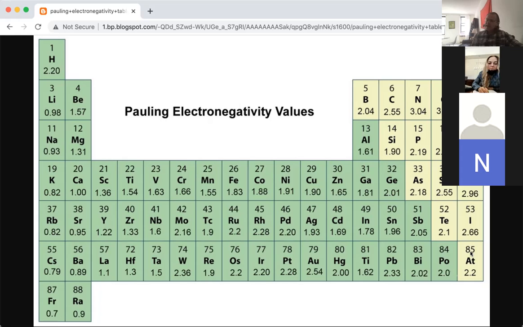Okay, so 2 patterns. Within a family, remember a family is a column, it decreases as you go down. And then the second pattern is that it increases as you go toward the nonmetal across a period. So smallest with lithium and sodium and potassium, largest when you get to nitrogen, oxygen, and fluorine. Okay, those are essentially the 2 patterns. Now, I'm going to get rid of this version of the table, and I'm going to write down a few numbers that I find useful.